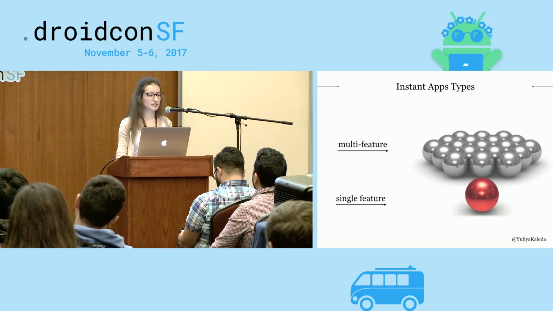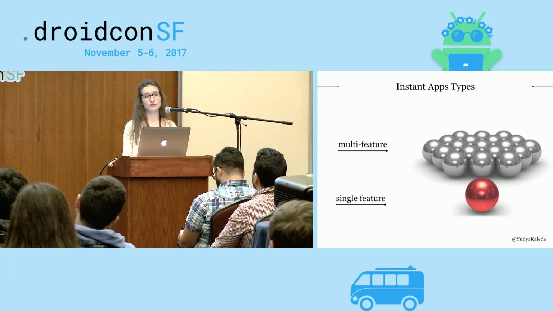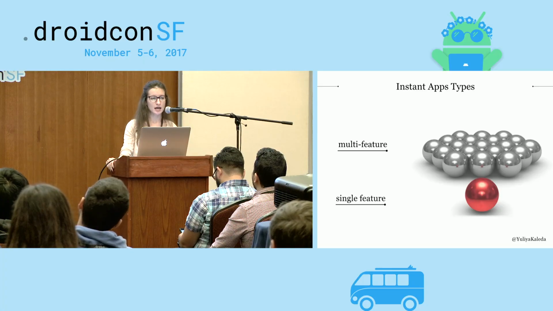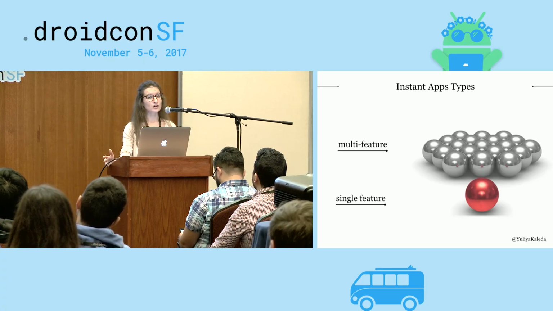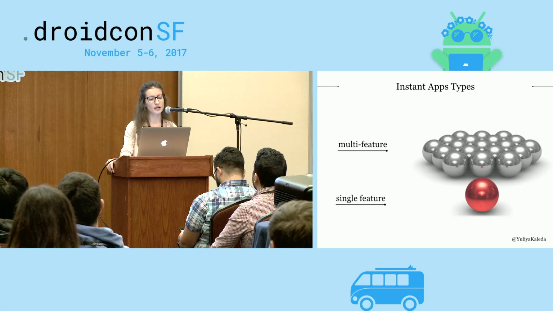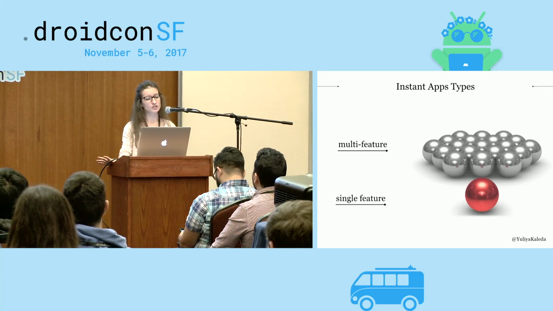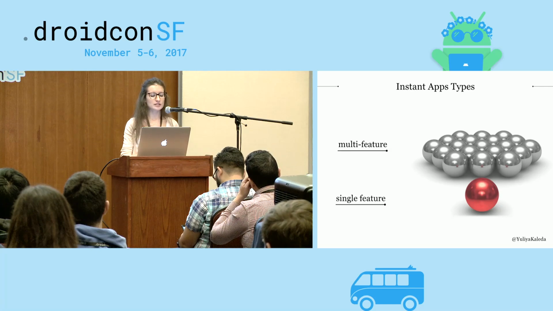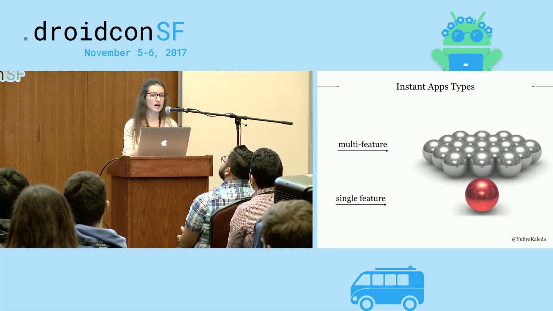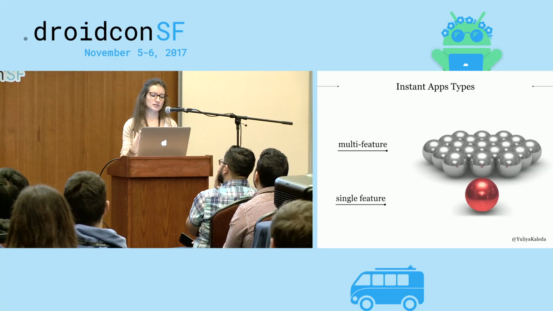So there are two types of instant apps, or probably better to say there are two approaches for how you can build your instant apps. One of them is a single feature instant app, and another one is a multi-feature instant app. And as you can probably guess from the images and the names of the approaches, multi-feature instant app is focused on building independent components that would coexist next to each other. And single feature instant app is all about building just one foundation that would live within your instant app.